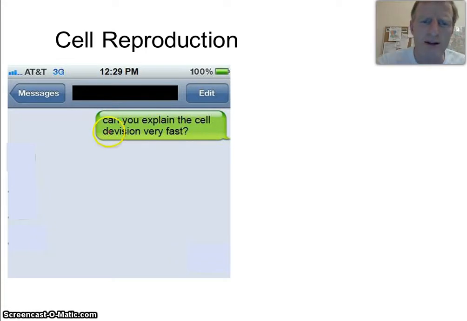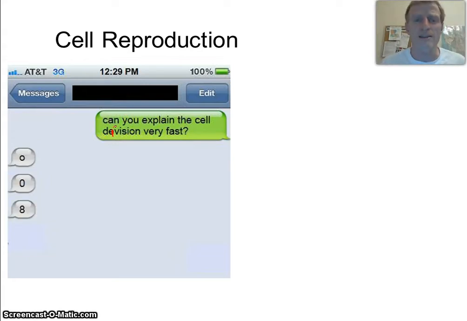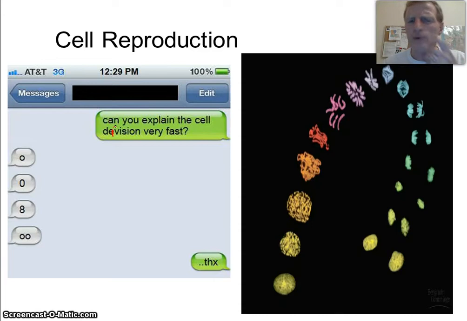Someone had texted me, oh, can you explain cell division very fast? How they misspelled cell division. Sure! There's a cell, it grows, it gets bigger, divides into two cells, they separate, and we have cell reproduction. There it is. Very simple. Thanks, you're welcome.